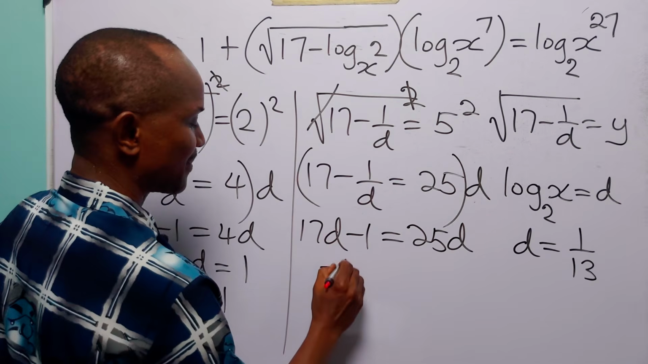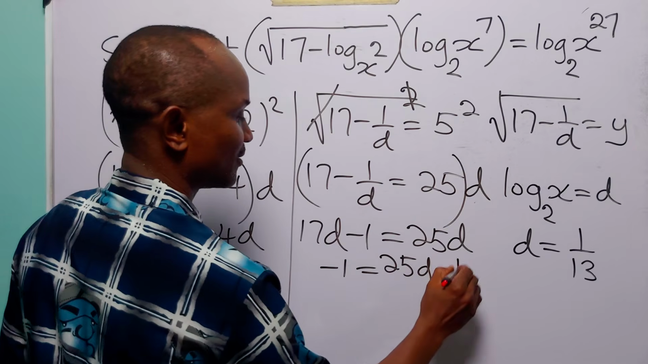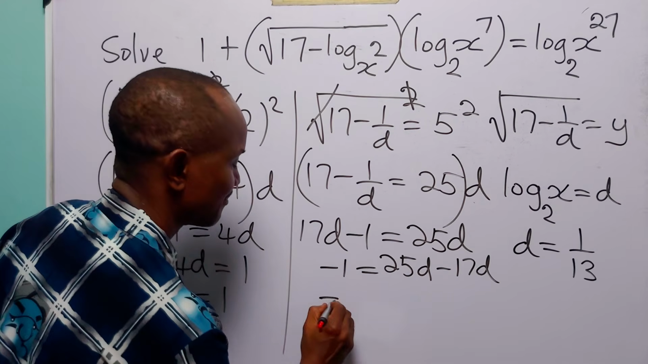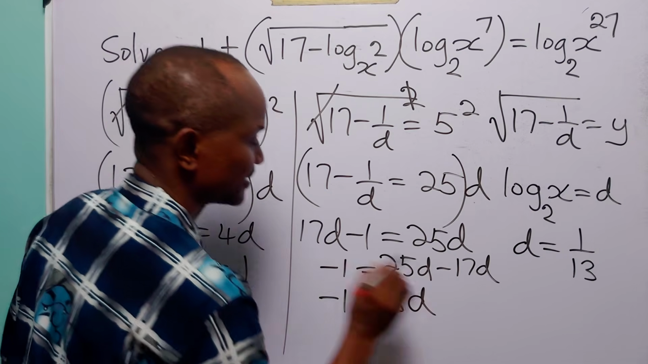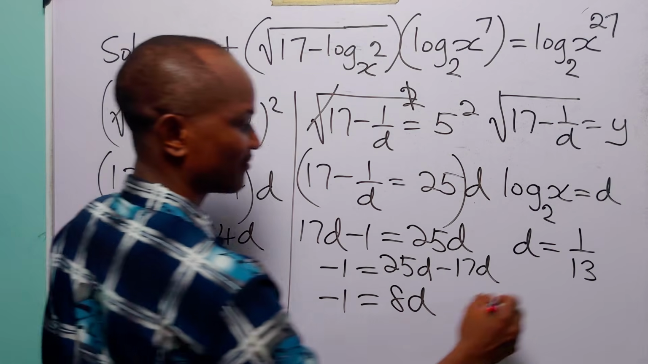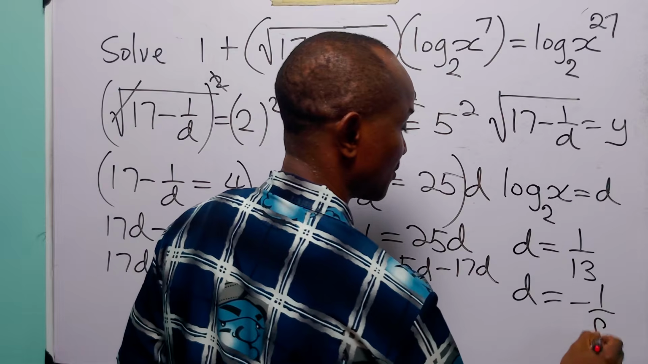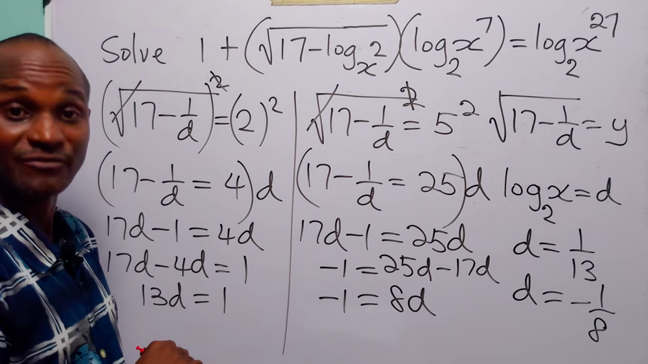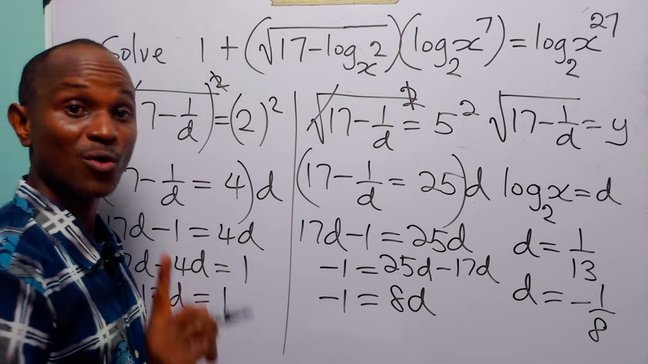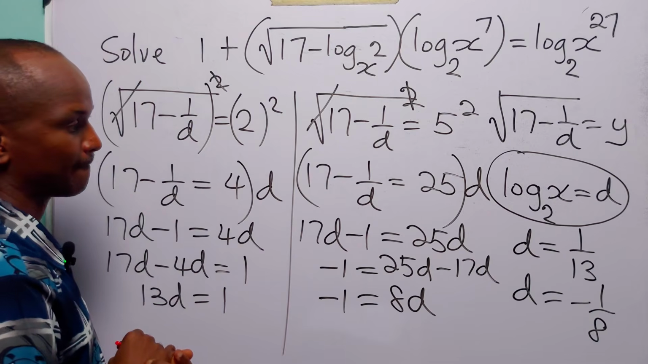Now, from here, we have that minus 1 is equal to 25d minus 17d. And of course, from here, we have that minus 1 is equal to 8d. Now, when we divide both sides of this equation by 8, we have that d is equal to minus 1 over 8. Now, we have two values of d, 1 over 13 and minus 1 over 8. We can now find the values of x.